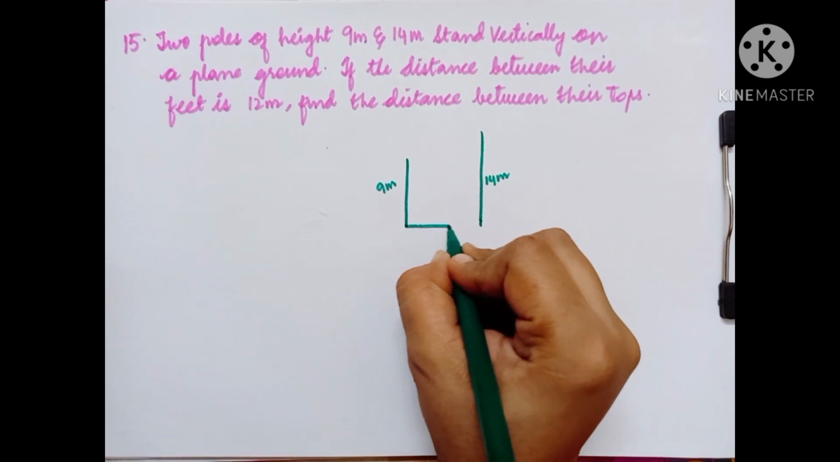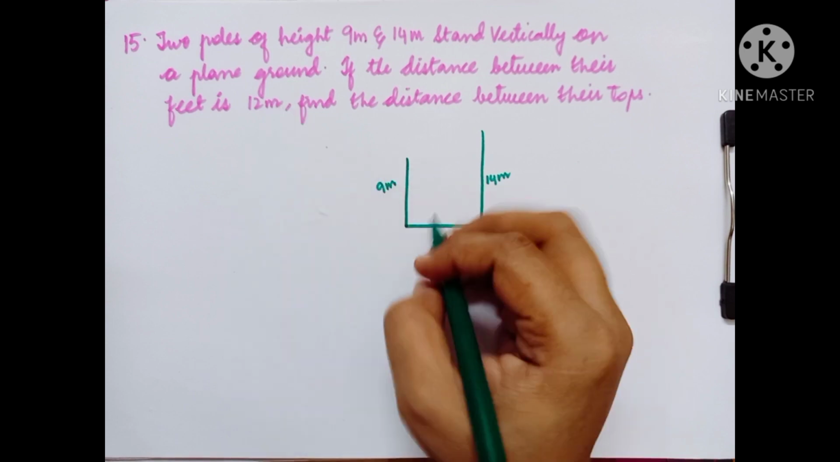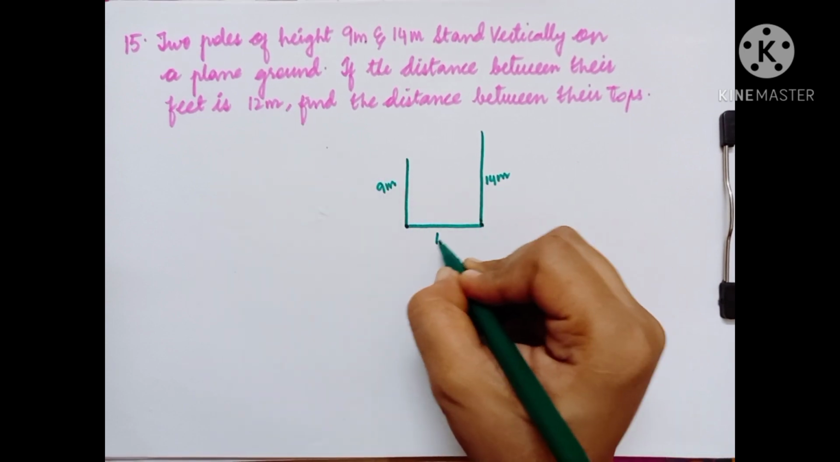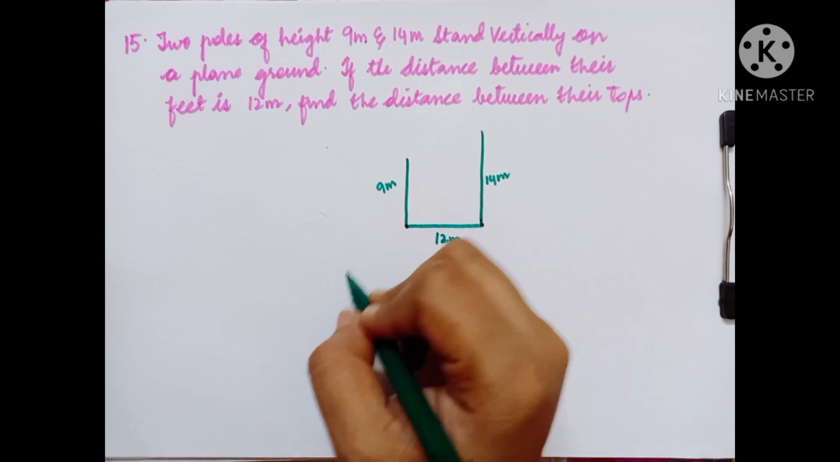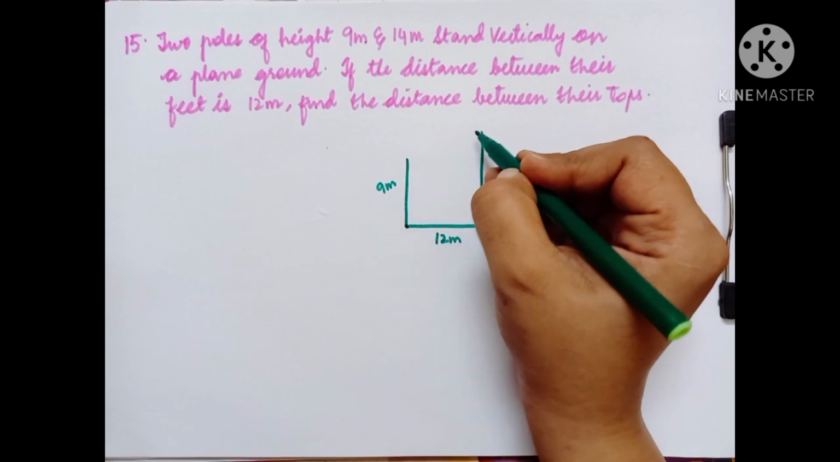So this is the ground. If the distance between their feet is 12 meters, so the distance between their feet, from here to here, is 12 meters. Find the distance between their tops. Now their tops are not equal.